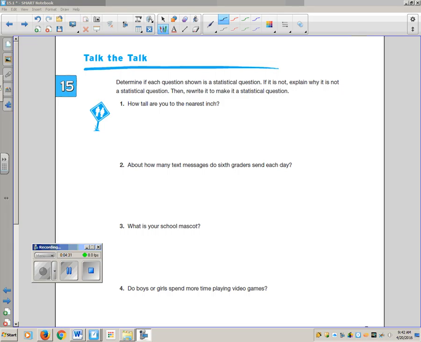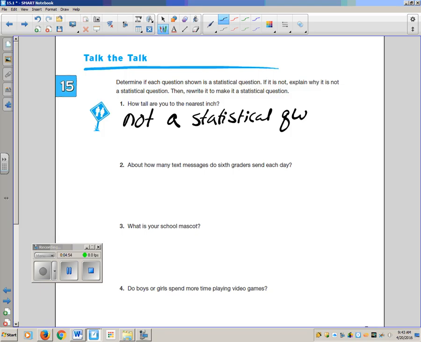Okay, final page in this section. Determine if each question shown is a statistical question. If not, explain why it is not a statistical question, then rewrite it to make it a statistical question. Number 1, how tall are you to the nearest inch? This is not a statistical question, because you can just measure yourself and find the answer. You don't have to perform the experiment.